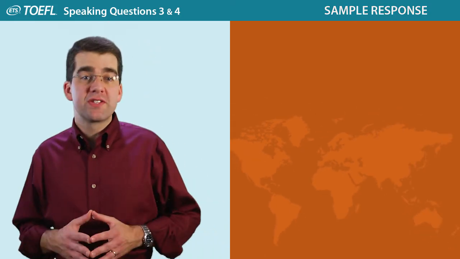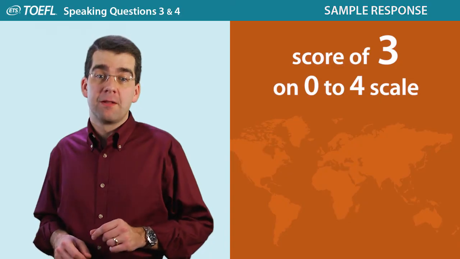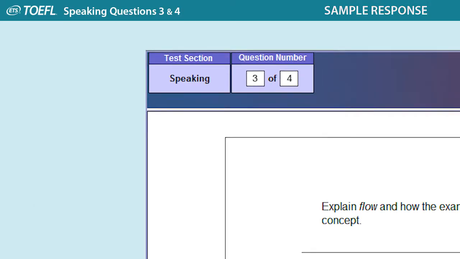Now let's listen to an example of a speaking response that received a score of 3 on a 4-point scale. This one is responding to the same question about flow.